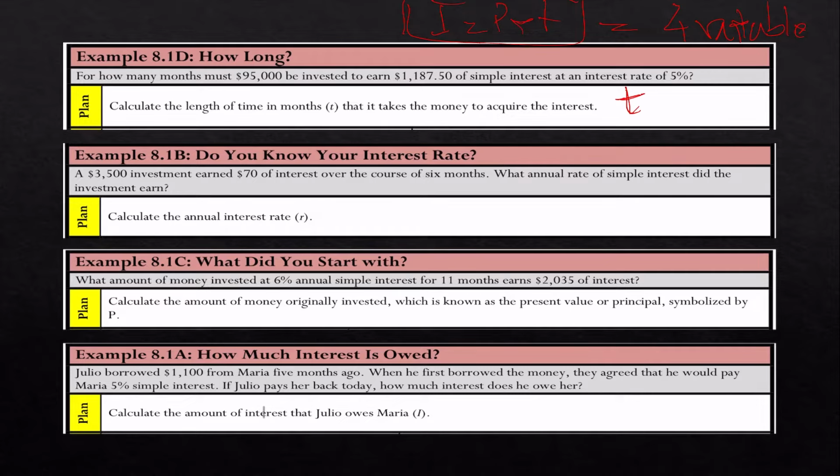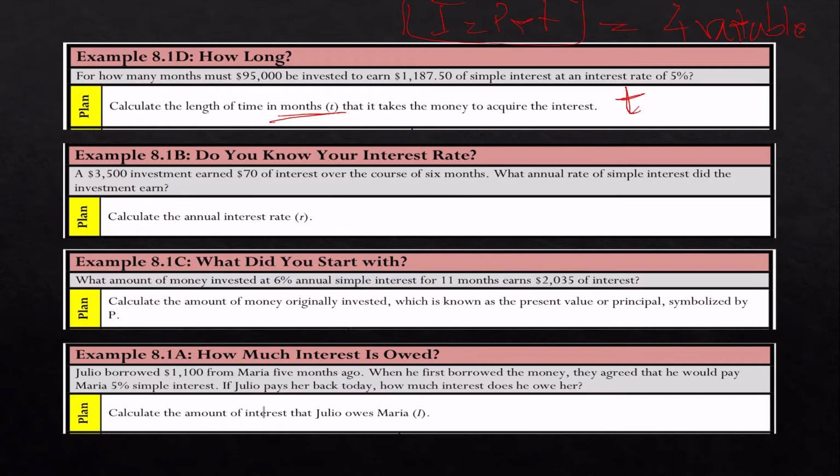Like calculate the length of time in months that it takes for the money to acquire the interest. For how many months must 95,000 be invested to earn 1,187.50 of simple interest at an interest rate of 5%? So what is given? Three variables are given: principal, rate, and the interest value. So what do we want to calculate? Time. So let's start and see how we can do this very quickly.